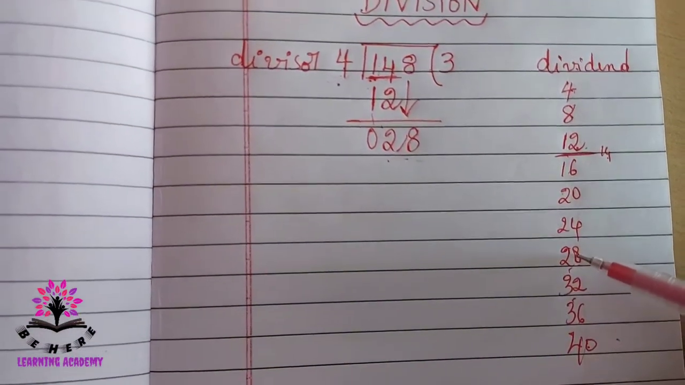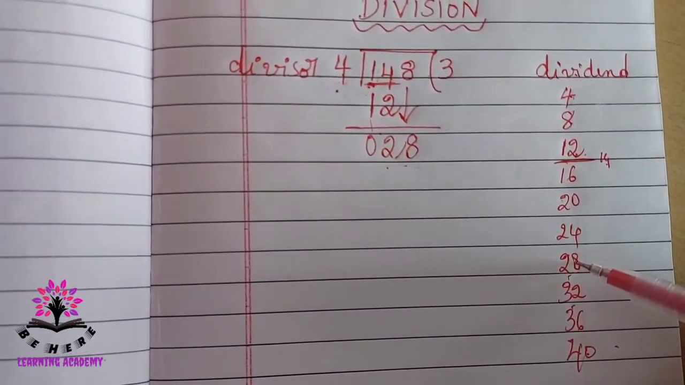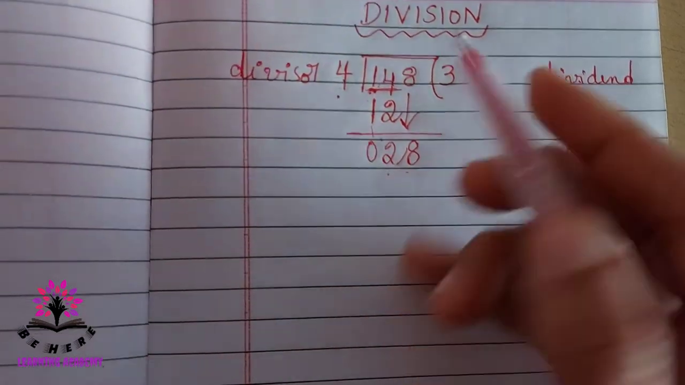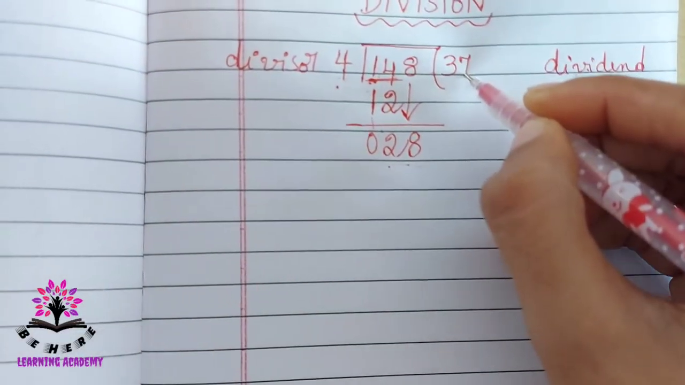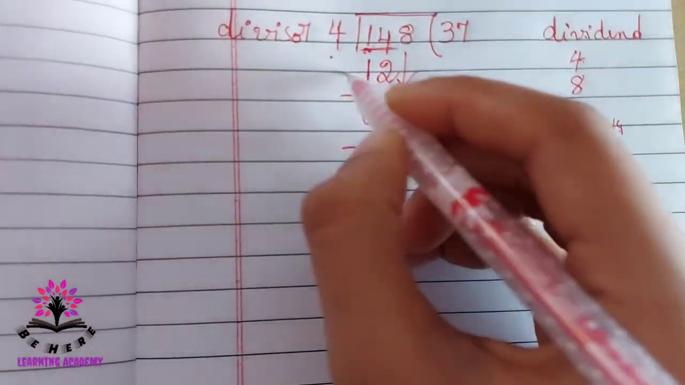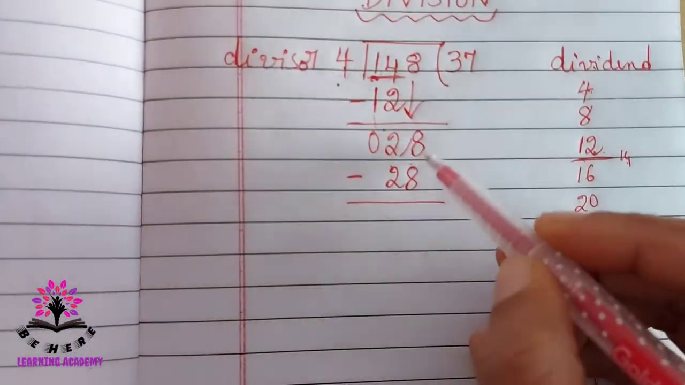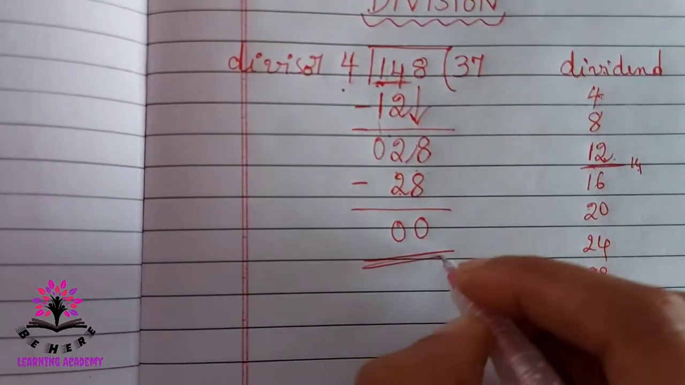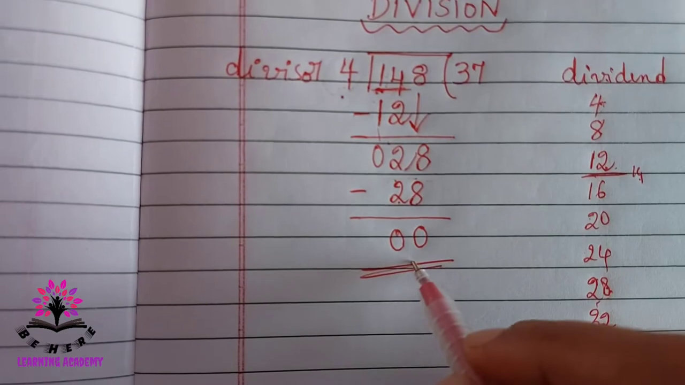So, 4 7s are 28, right? So, you have to write 7. Now, again, you have to subtract here. 8 minus 8 is 0. 2 minus 2 is 0. So, here, there is 0.